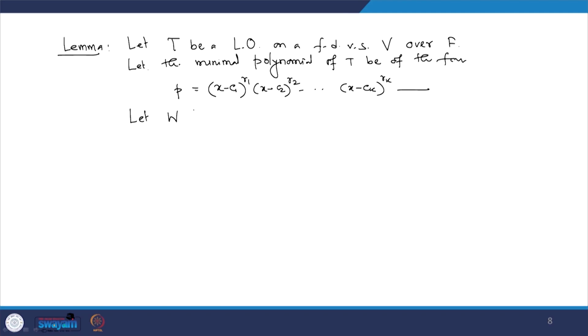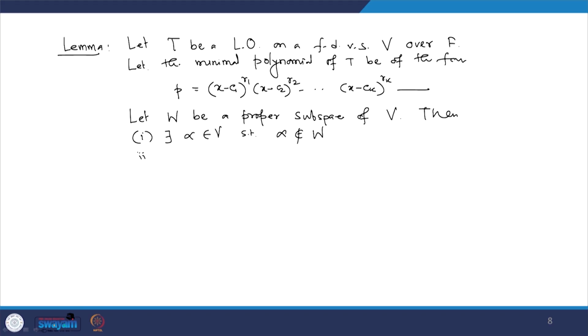Let W be a proper subspace of V. Then there exists alpha belonging to V such that alpha does not belong to W and (T minus C I) operating on alpha belongs to W for some characteristic value C of T.